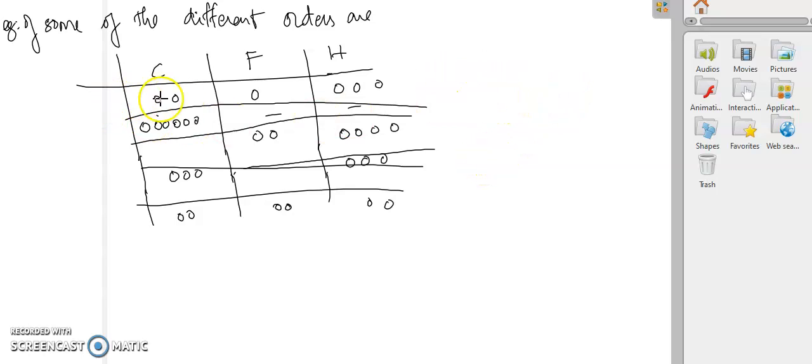So let us fix this order: chicken, fish and ham. Now if an order is there in that particular category, let me represent the order as zeros. So let the orders be represented by zeros. Here, corresponding to this first order, I can write a binary sequence like this.